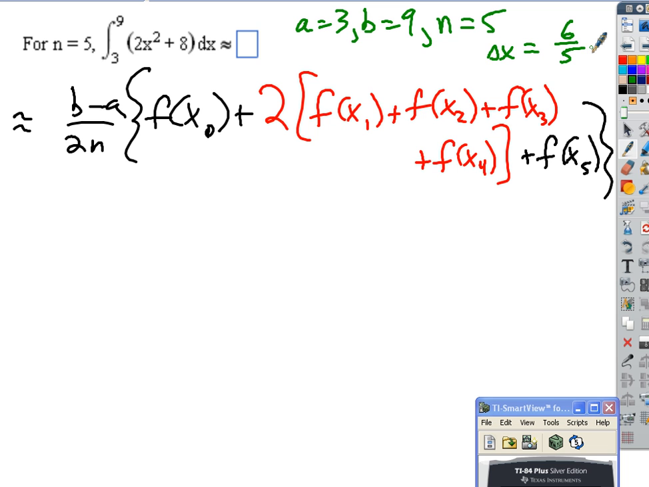No. Delta x is b minus a over n. That's a formula that didn't change from before. Delta x always equals the width of the interval. Think what we're saying. We're taking the whole width of that interval, that area, and dividing it by the number of pieces we're cutting it into. So b minus a over n. So our delta x equals, what did we say it was? 6/5.